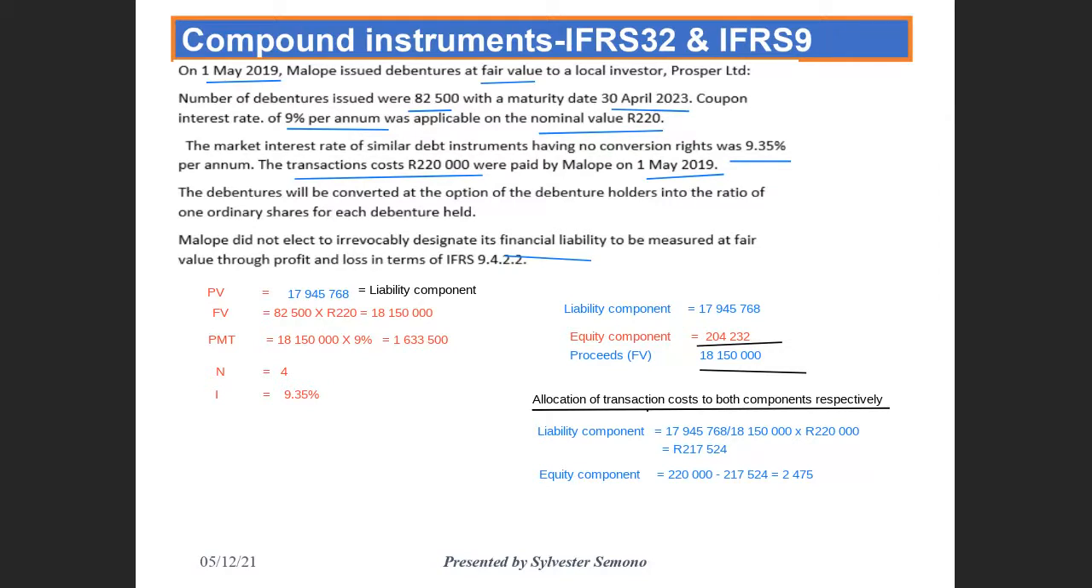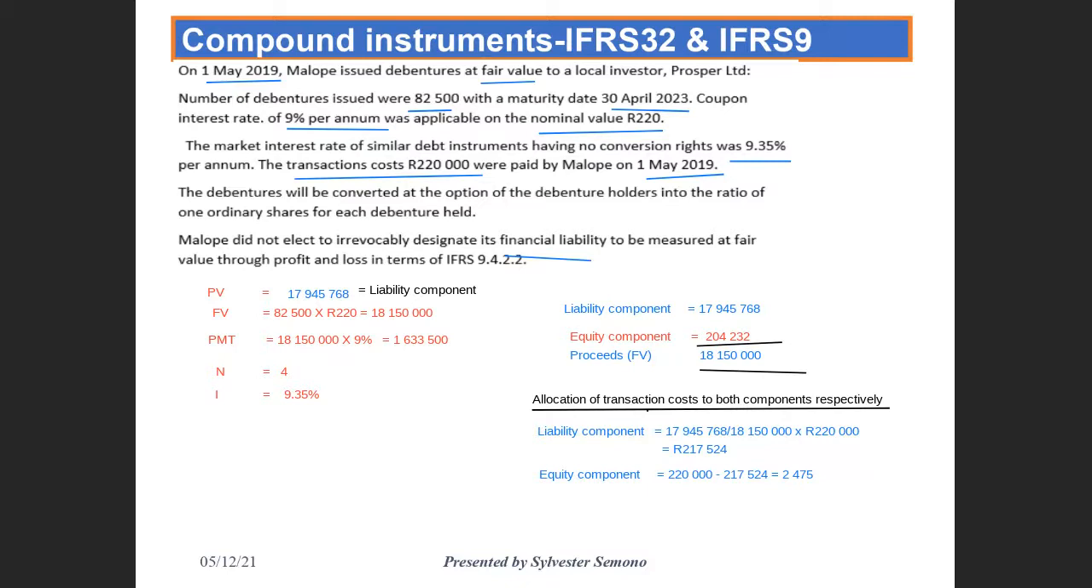Remember, if this was an asset at the end of the day, the transaction costs were supposed to be capitalized on that particular financial asset. But again, because this one is a liability, we need to make sure that we reduce the liability because these costs were incurred by us. Okay, so we need to make sure that we go and affect the liability component.